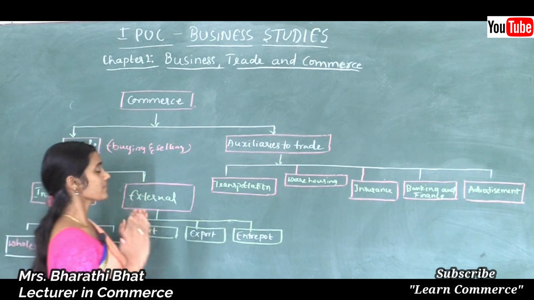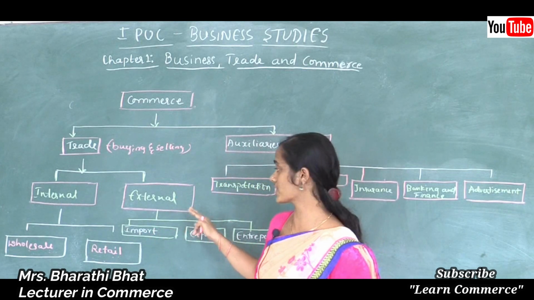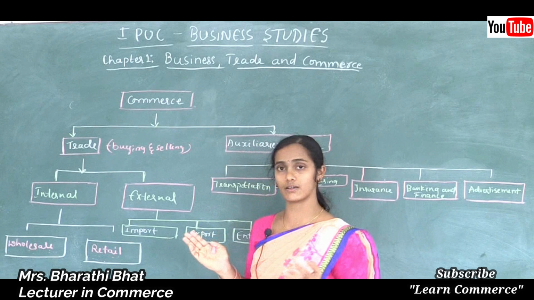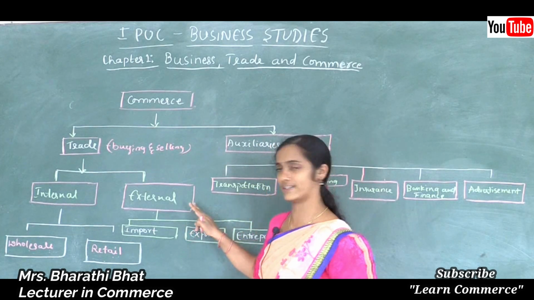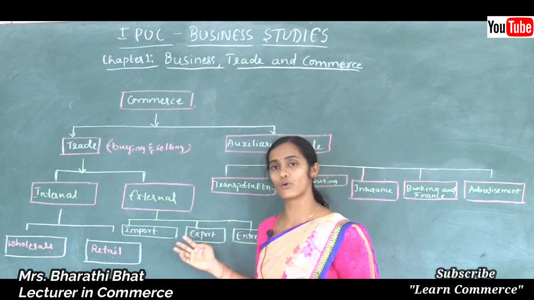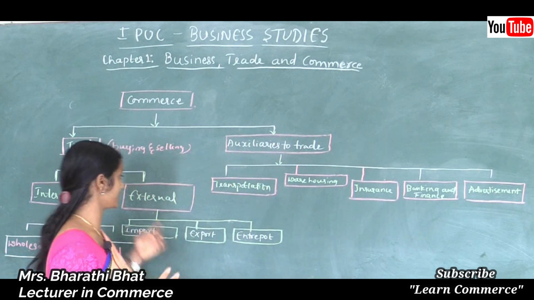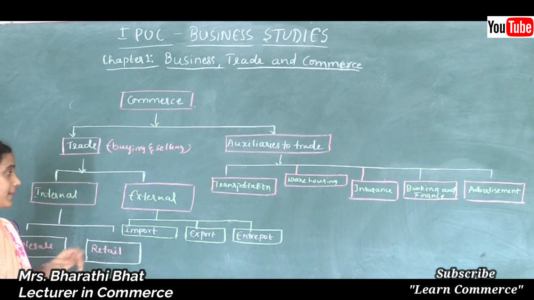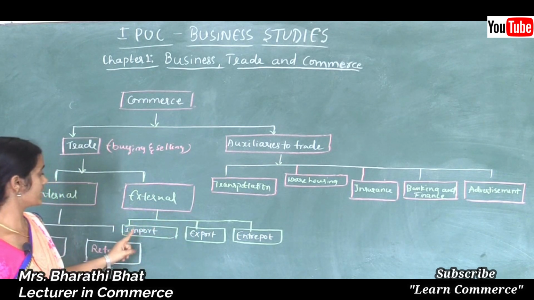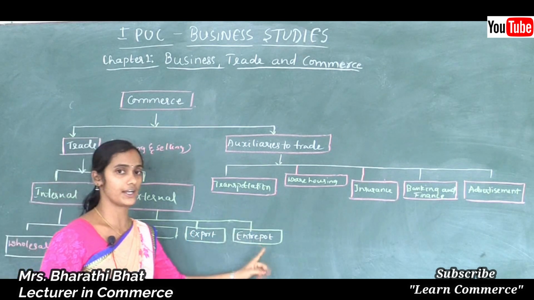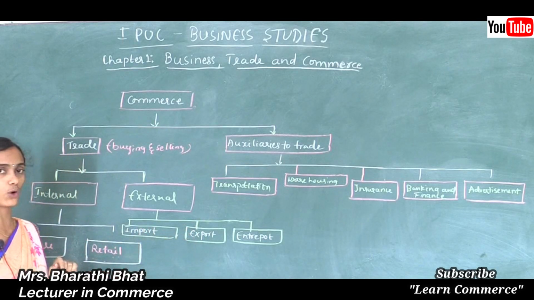External trade means exchanging of goods and services between businesses, persons or organizations which are operating in two or more countries. Outside the geographical boundaries of a country, it is called external trade. Here external trade is classified into three categories: import trade, export trade, and interport trade.